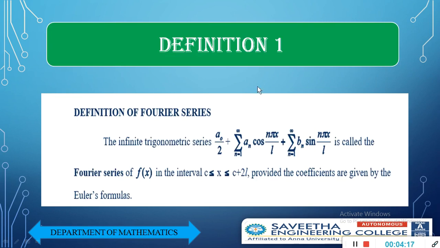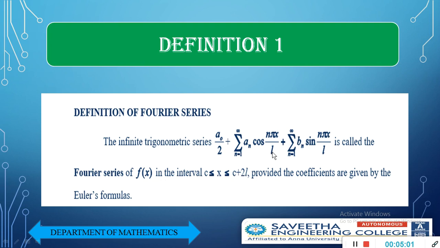Definition number 1: define Fourier series. The infinite trigonometric series a0 by 2 plus summation n equal to 1 to infinity a_n cos(n pi x divided by L) plus summation n equal to 1 to infinity b_n sin(n pi x divided by L) is called the Fourier series of f(x) in the interval c less than or equal to x less than or equal to c plus 2L, provided the coefficients are given by Euler's formula. One formula is enough. This is based on L.